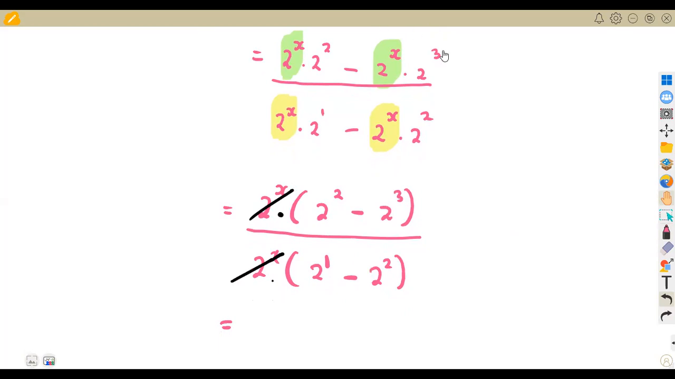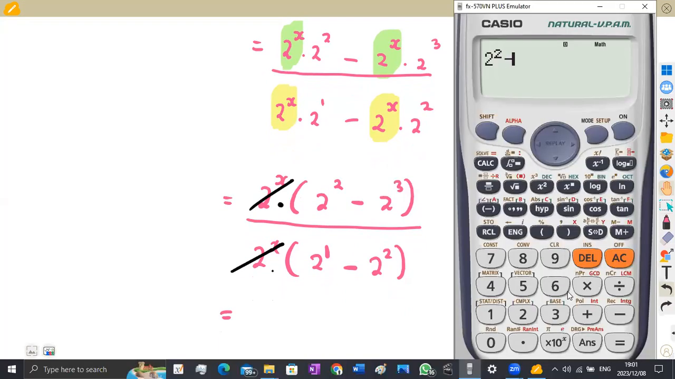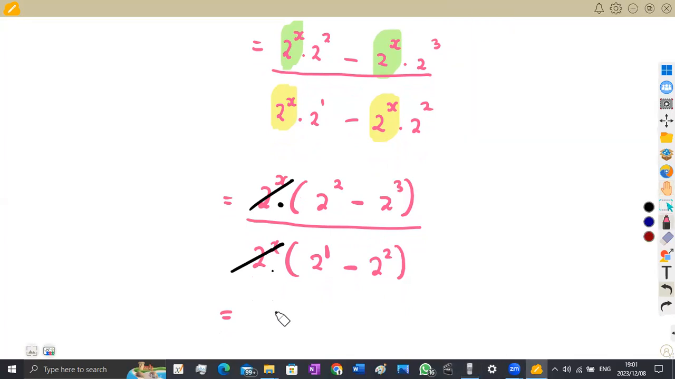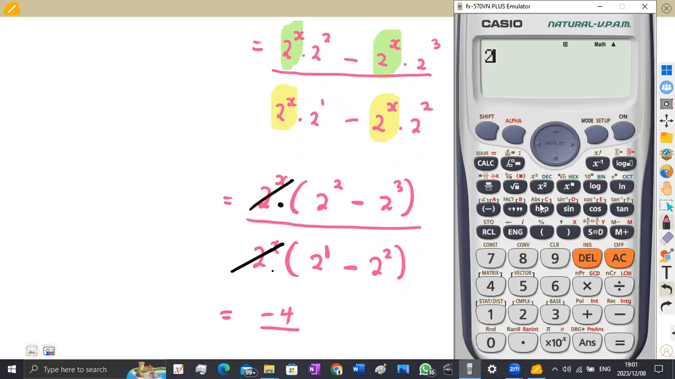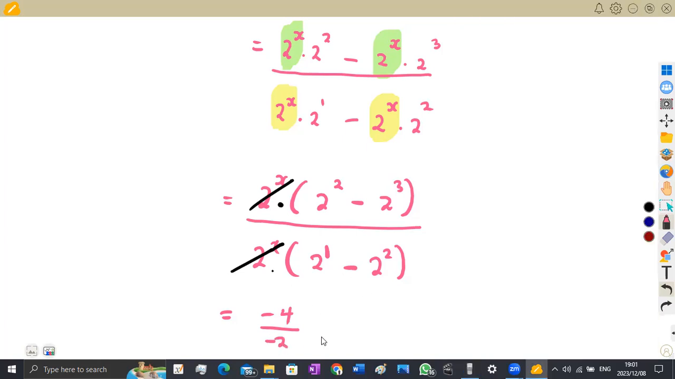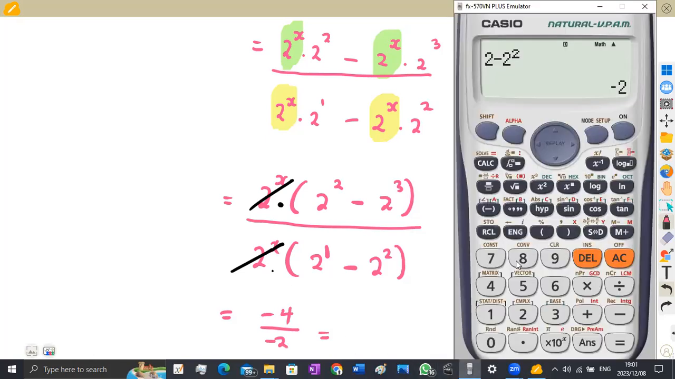So if we are to simplify this stage by stage, let's see what you're going to have from the numerator in this case. That's 2 to the exponent of 2 minus 2 to the exponent of 3. This gives us a negative 4, all right? So that is going to be a negative 4 over, we simplify our denominator, that's 2 to the exponent of 1, which is 2, minus 2 to the exponent of 2, which gives us a negative 2. So this is minus 4 over minus 2, which is a positive 2, all right? Minus 4 divided by negative 2, that's a positive 2.